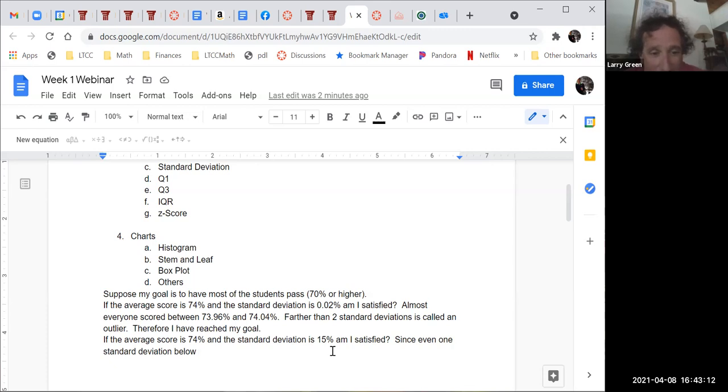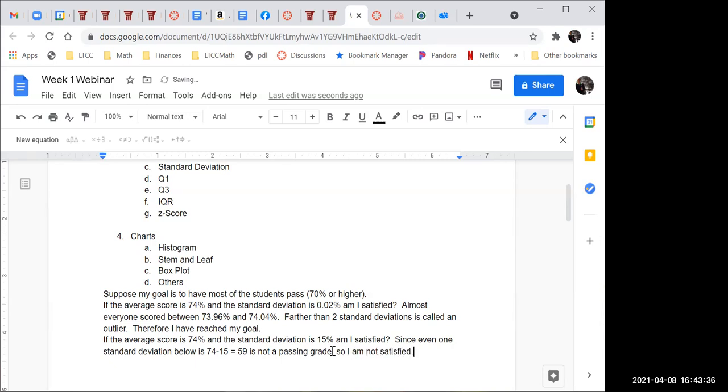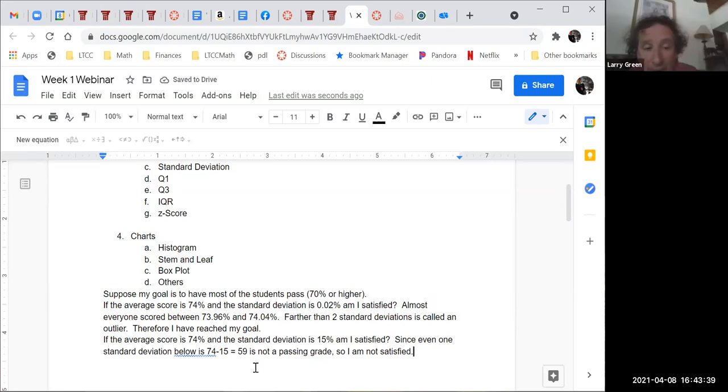Since even one standard deviation below is, so again, 74 minus 15, which is equal to 59, is not a passing grade. So I'm not satisfied. So it would be like subtracting, right? Because below means subtract. One foot below you, if you're 5'6", is 4'6". I just subtracted one. So that's just what below means.